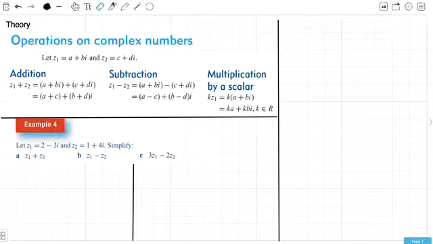So another important part that you really need to write down in your book for the theory is the operations on complex numbers, okay? Now this is adding, subtracting and multiplication by a scalar. Scalar means a number, okay? So adding and subtracting, they're essentially the same.